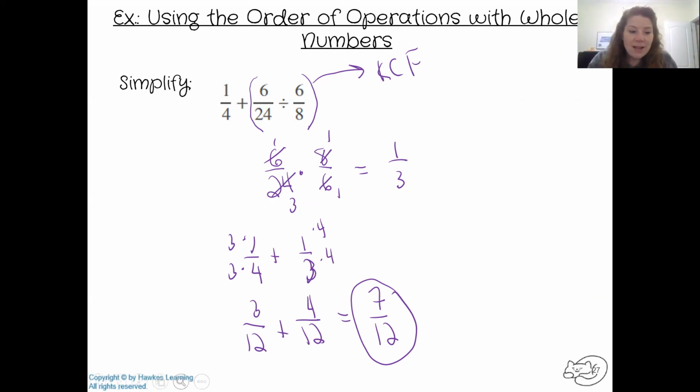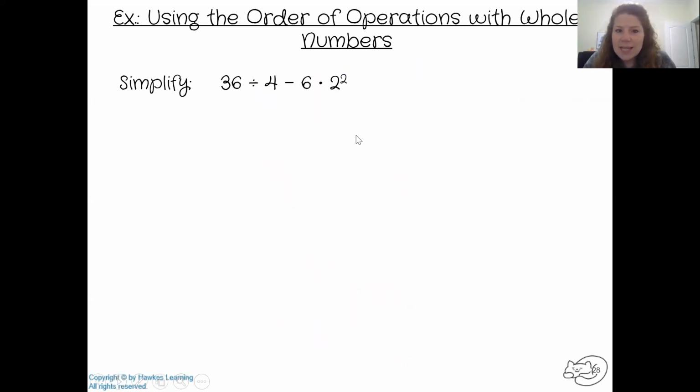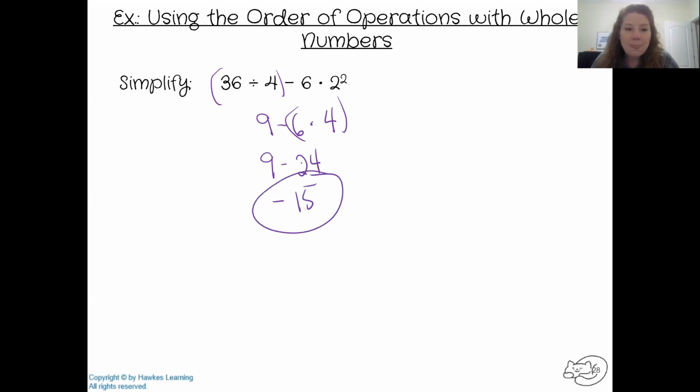So last year we started with this lesson and we spent like 2 full class periods, and we were like, why are we spending so much time on this when your calculator does it for you? So hopefully you guys can do these on your own, and then you just want to check your answer. 36 divided by 4 is 9, minus 6 times 2 squared is 4. So then you would multiply 6 times 4 is 24. So then this would be negative 15.